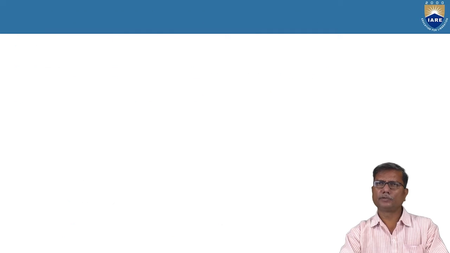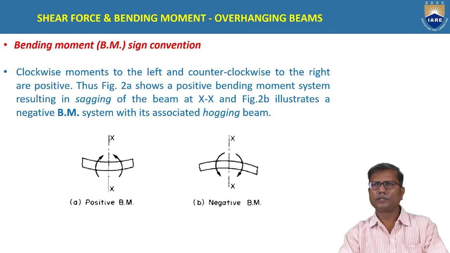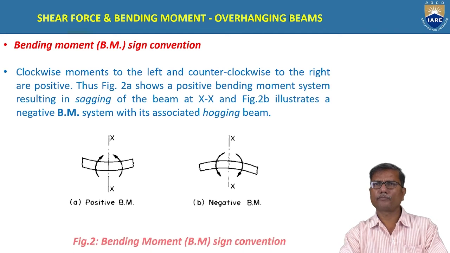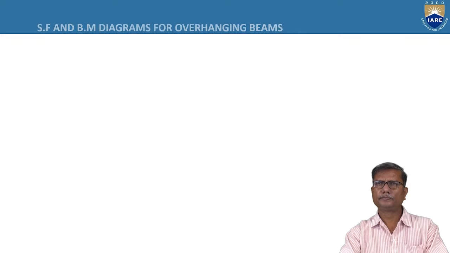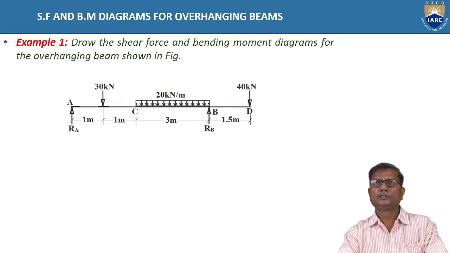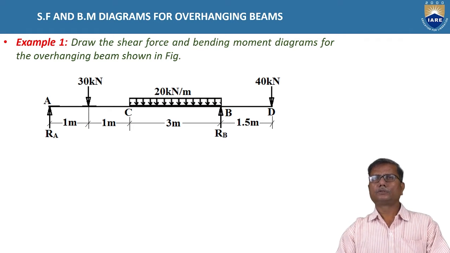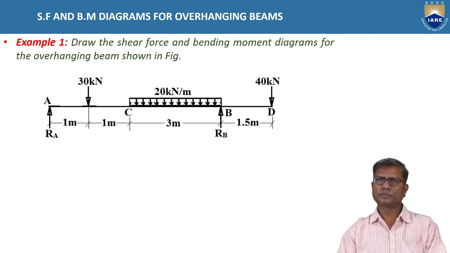Similarly for bending moment, hogging bending moment is negative and sagging bending moment is positive. Let us directly discuss the examples. So, to draw the shear force and bending moment diagrams for the overhanging beam as shown in the figure.